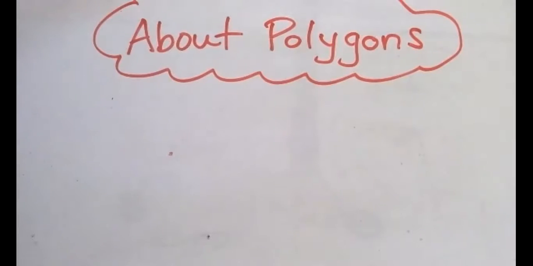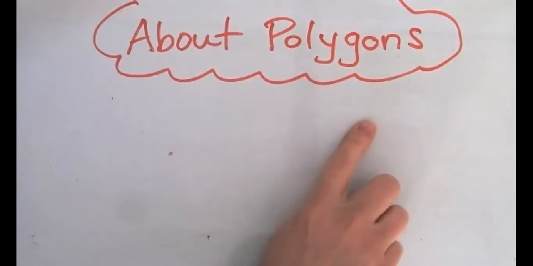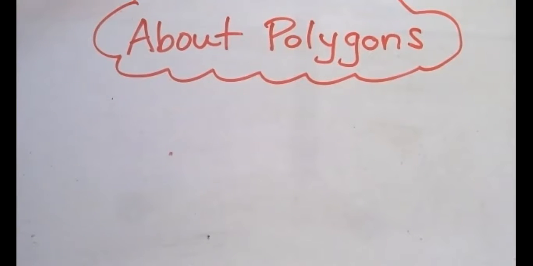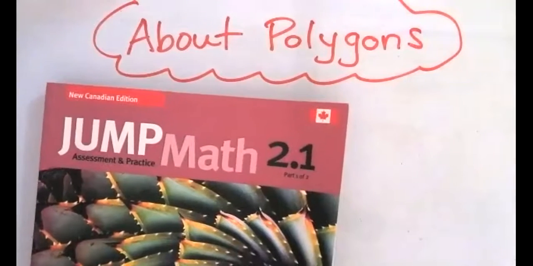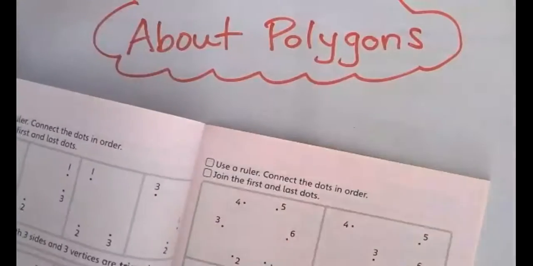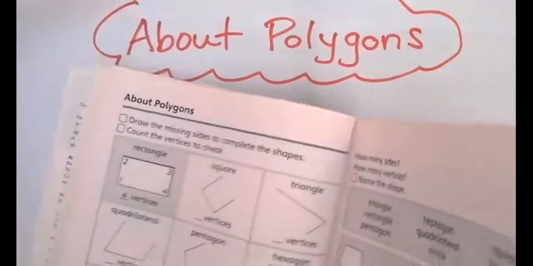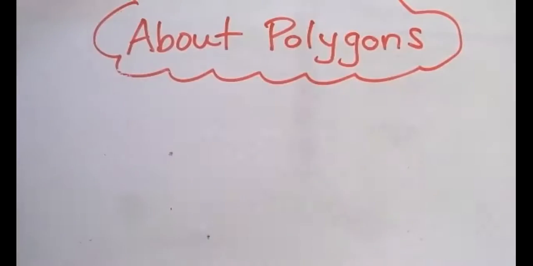Hello, grade twos. We are going to be having a short lesson today all about polygons. And we are just finishing up our 2D geometry unit that's in JumpMath 2.1. And we are going to be on pages 82 and 83 to 84. So let's just review before we get too far in.